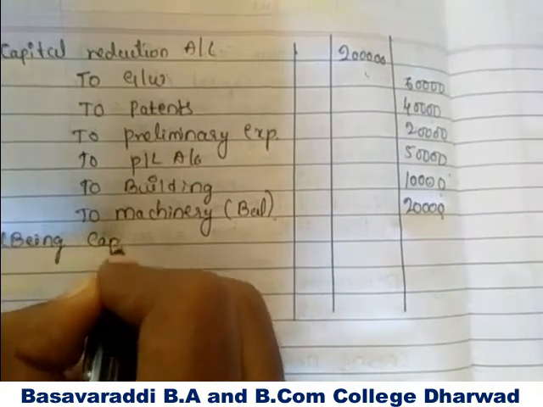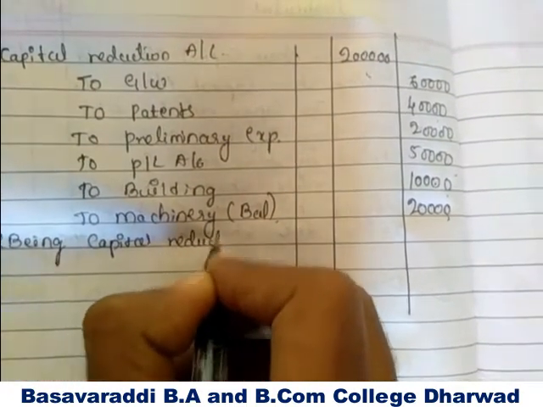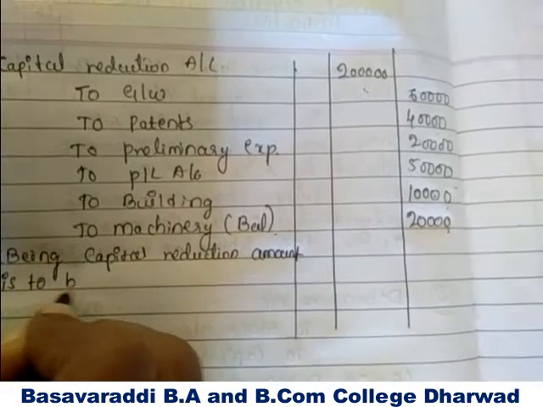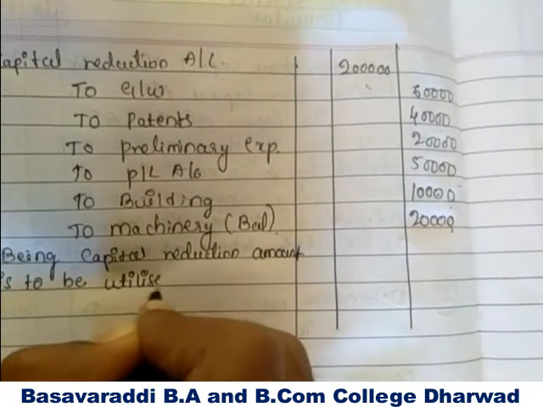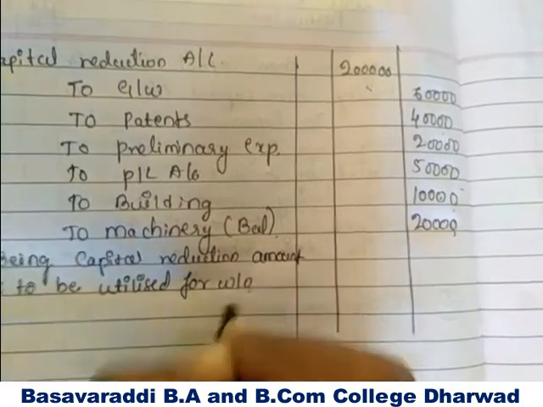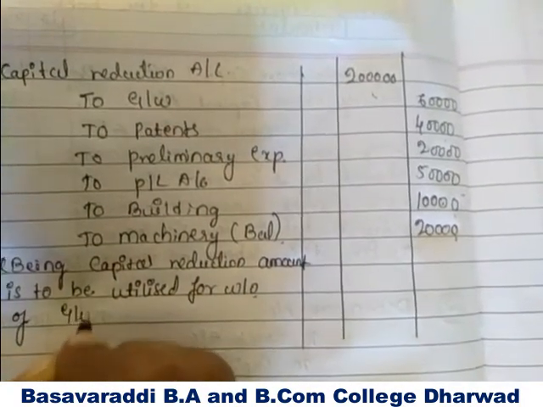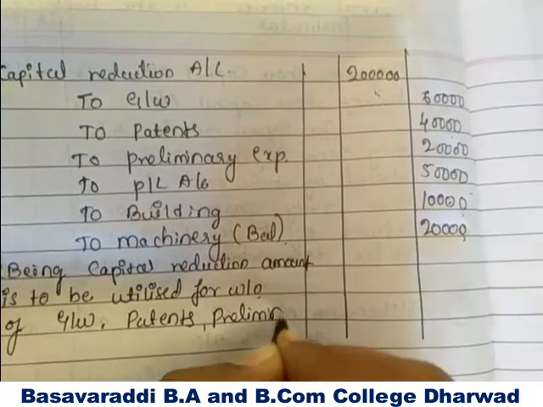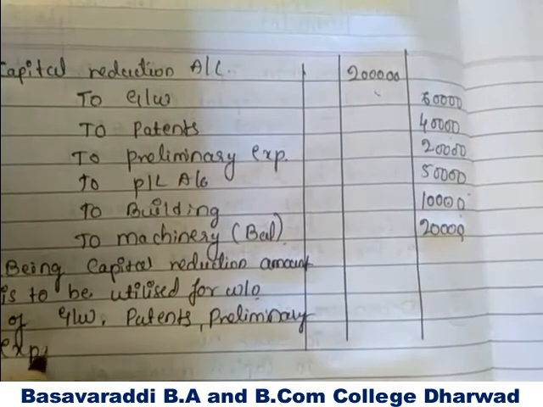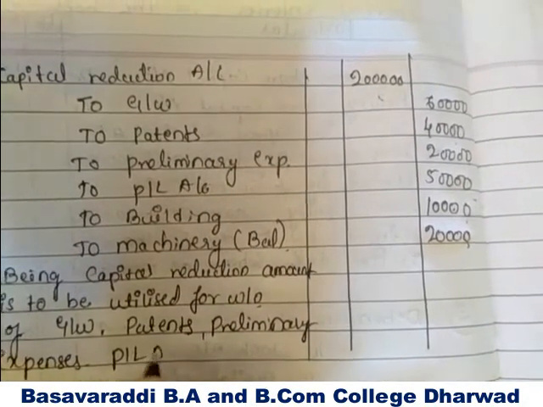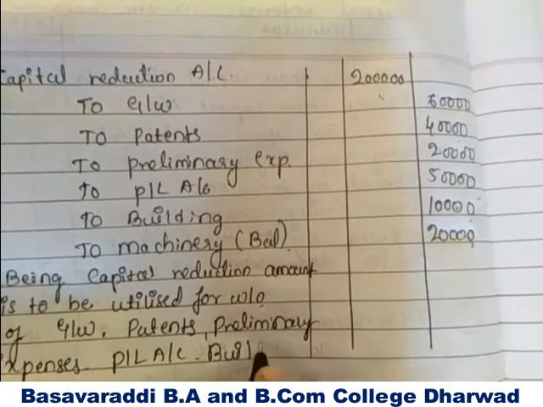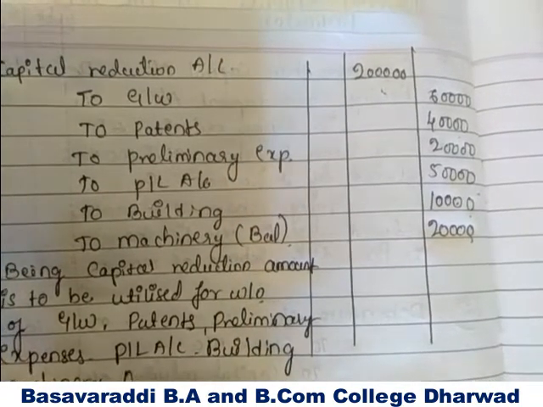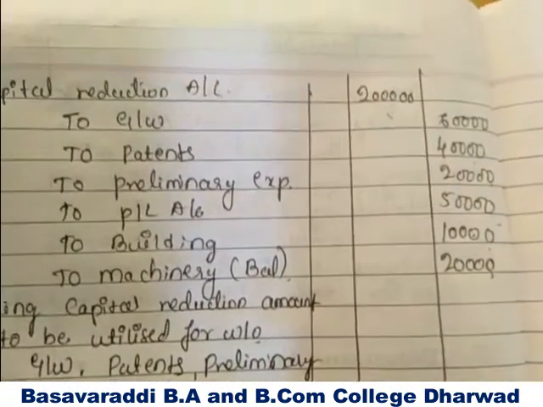Being capital reduction amount is to be utilized for write off the goodwill, patents, preliminary expenses, profit and loss account, building, and the difference amount is transferred to machinery account. Write off the above assets.